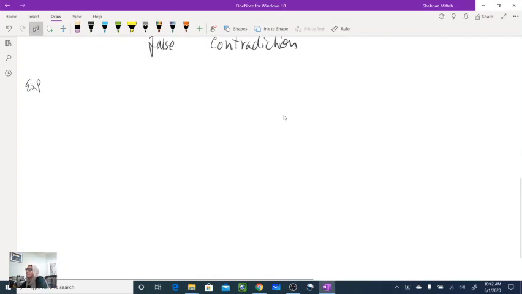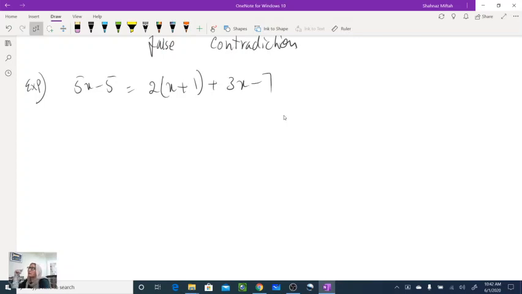Okay, so again we have one more example for another type of equation. I have 5x minus 5 equal to parentheses x plus 1 plus 3x minus 7. Now again, I don't have fractions, but I do have parentheses, and I'm going to distribute them first, and make sure you make these arrows so it will help you. 5x minus 5 equal 2x plus 2 plus 3x minus 7.